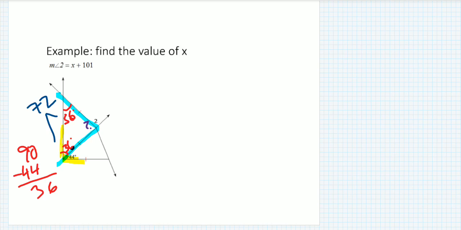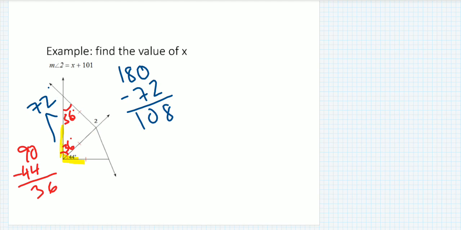72 degrees. So what that means is, in order for me to figure out this missing angle, I'm going to go ahead and do 180 minus 72. And so that's going to end up giving me 108. Let me go ahead and continue the problem now. I'm going to put 108 there.